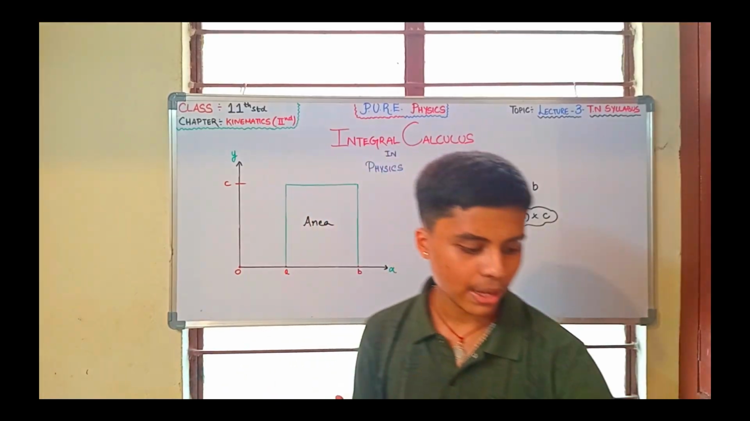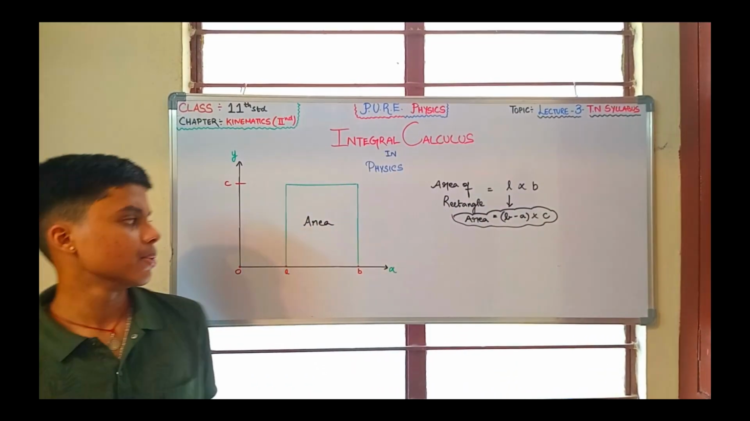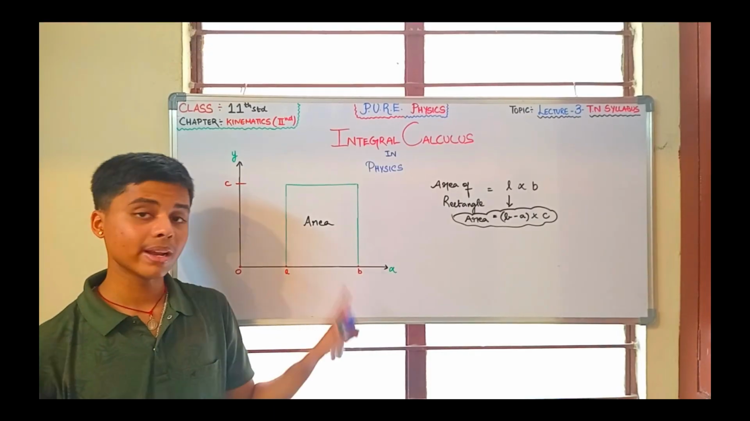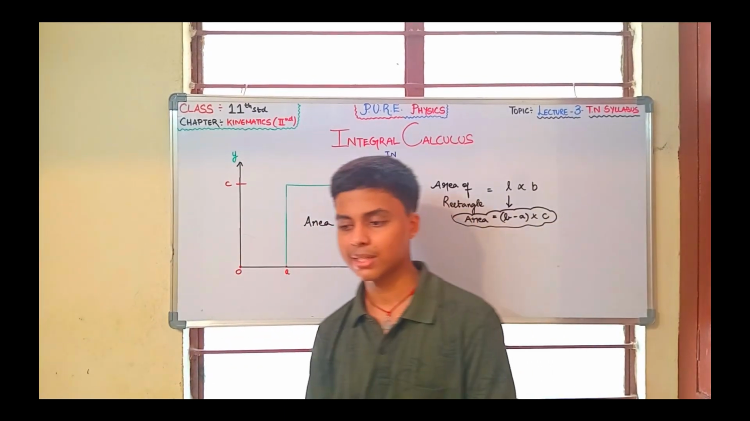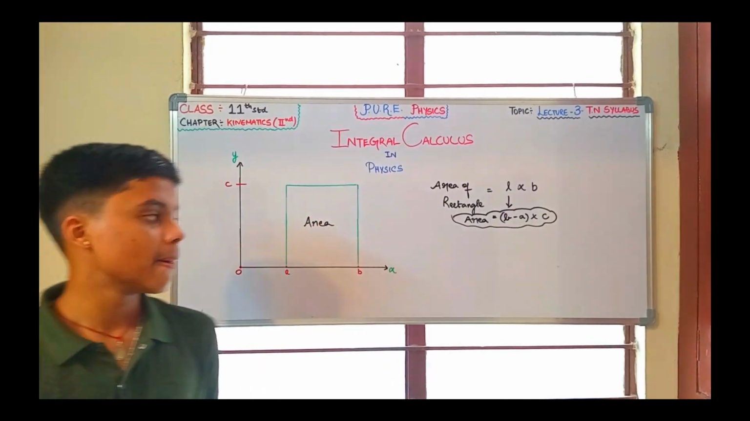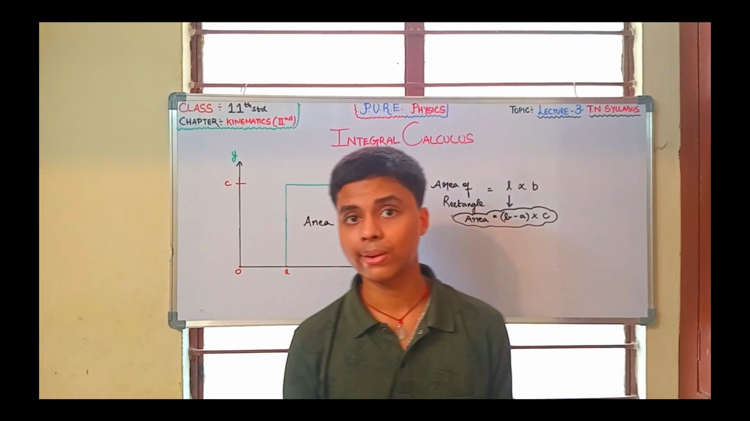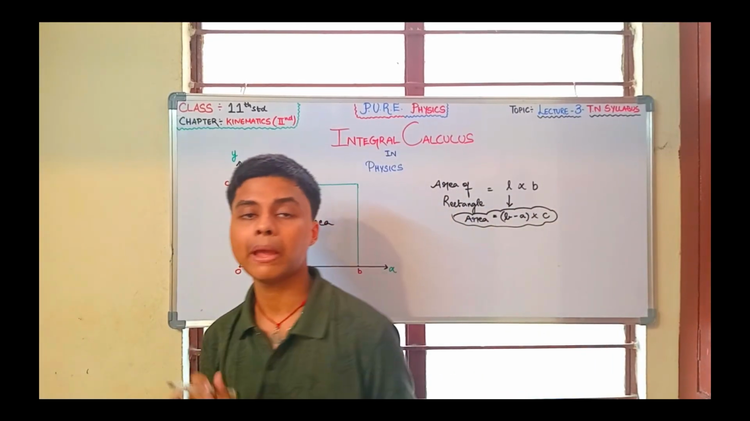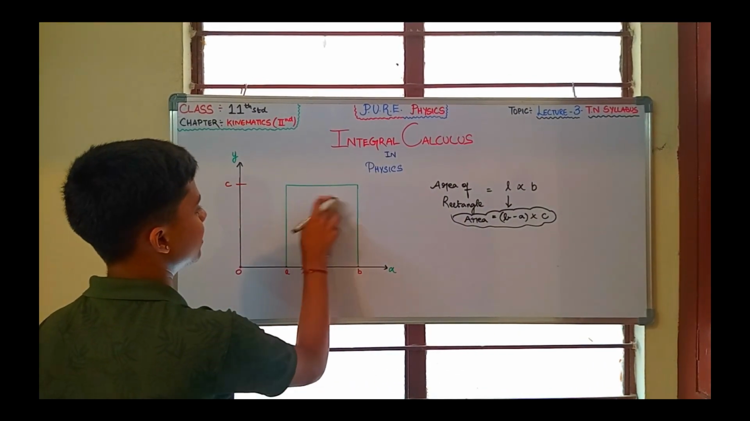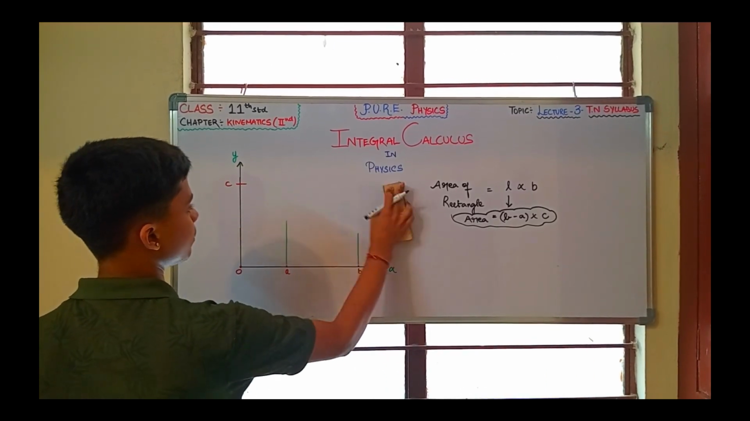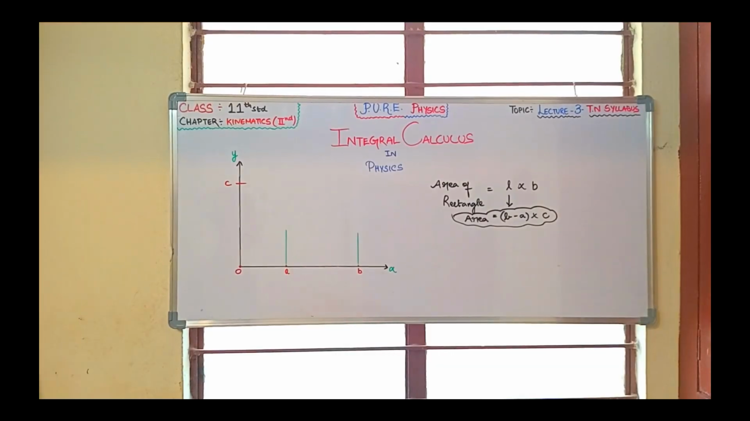Now, why do we use integral calculus in physics in order to find the area? Using regular shapes, that is geometrical shapes, we can use the formula and just find out the answers. But some shapes are irregular. When the shapes are irregular, integral calculus comes into play. So now this was a rectangle. Now let me make it an irregular shape. I'll just draw an irregular shape.